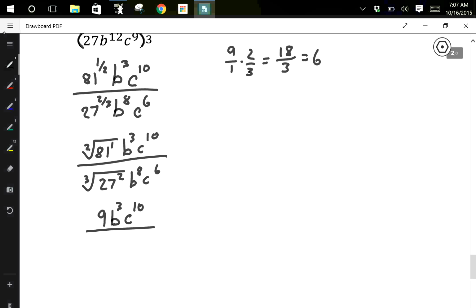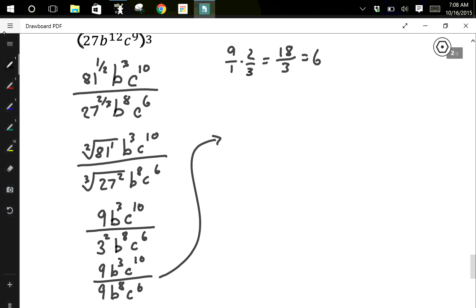All over. And now this one, 27 to the third power, to the third root. What value multiplied by itself again equals 27? I believe it's 3. 3 times 3 is 9 times 3 is 27. So the third root of 27 just becomes 3, and then 3 is squared. You got b to the 8th, c to the 6th. So that actually becomes 9b to the third, c to the 10th, all over, look at that, 3 squared is 9, b to the 8th, c to the 6th.